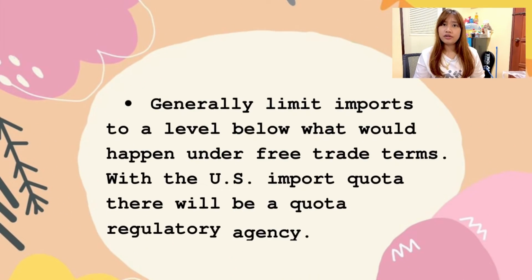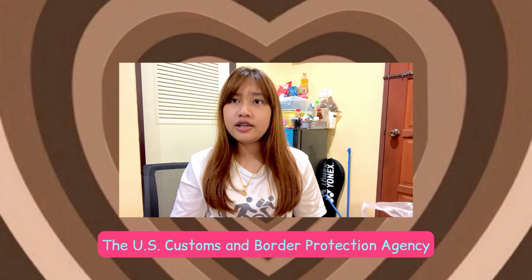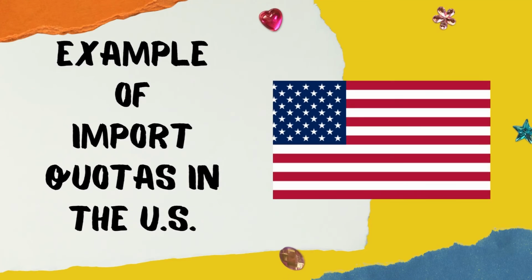Import quotas of the US generally limit imports to a level below what would happen under free trade terms. With the US import quota, there is a quota regulatory agency, the US Customs and Border Protection Agency, which is the federal law enforcement agency of the U.S. Department of Homeland Security. It oversees international trade, regulation, customs collection, and the enforcement of U.S. trade regulation.